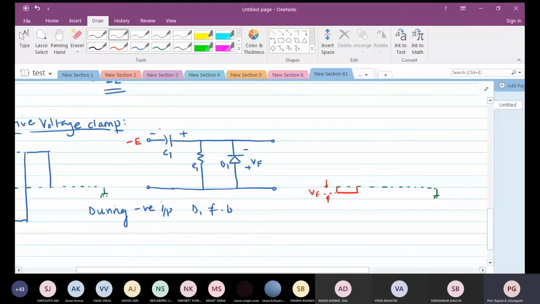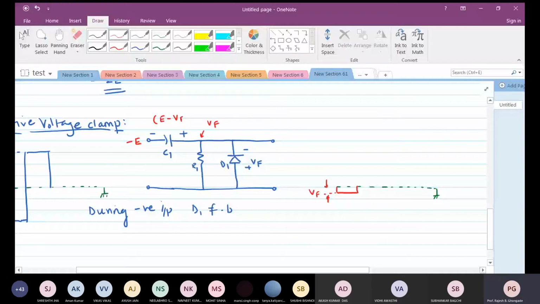The capacitor will charge to what? Look at the two ends of the capacitor where the voltages are there. Here we have VF, isn't it? And on the other terminal of the capacitor, we have minus E. So what is going to be the voltage across the capacitor? It is going to be the addition of these two. Okay? So the capacitor is charged to E minus VF.